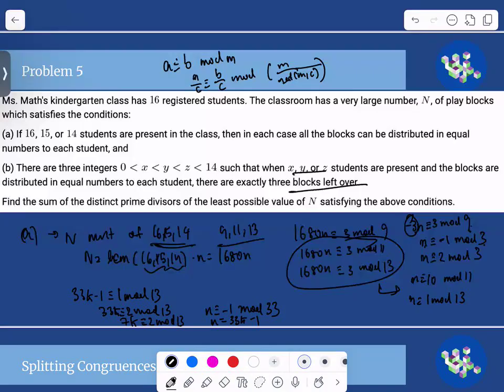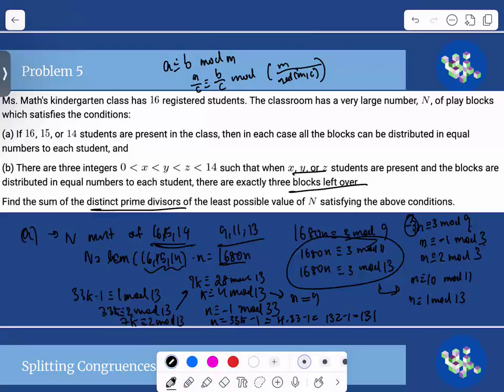Then 7k is congruent to 28 mod 13, and I got that by adding 2 times 13, or 26, to 2. So 28 is congruent to 2 mod 13. We can divide by 7 on both sides now, and k is congruent to 4 mod 13. That means the smallest possible value of k is just 4, and n is 4 times 33 minus 1, which is 132 minus 1, which is 131. And the number is equal to 1,680 times 131.